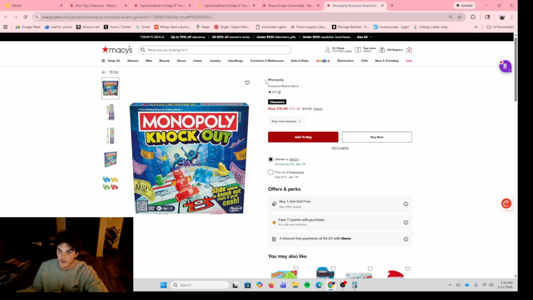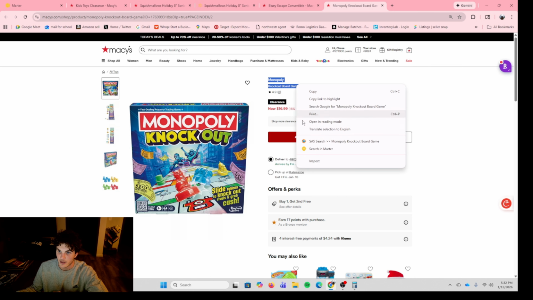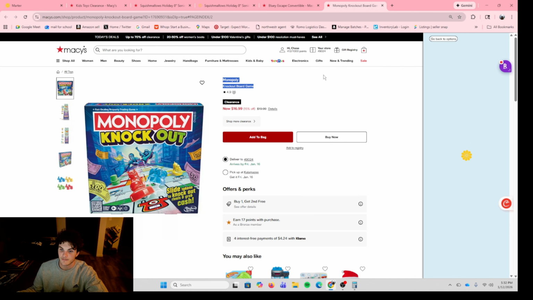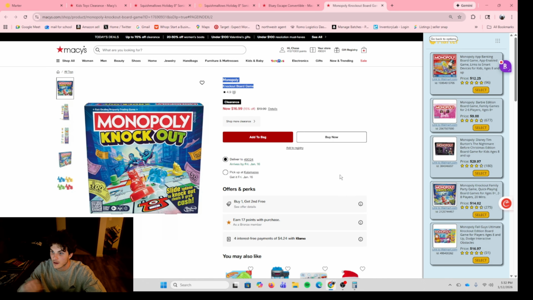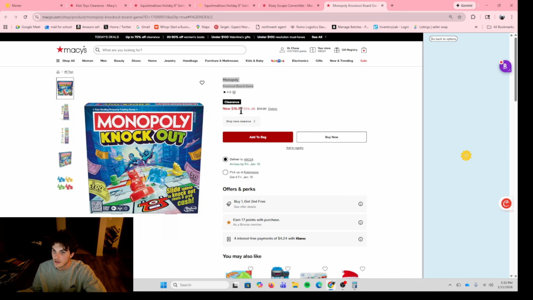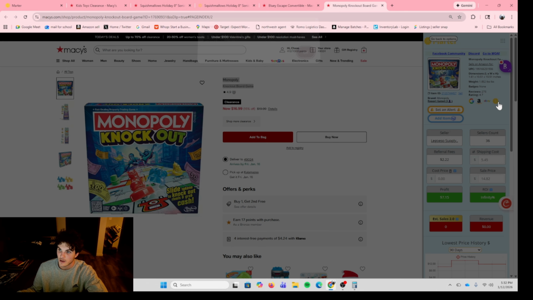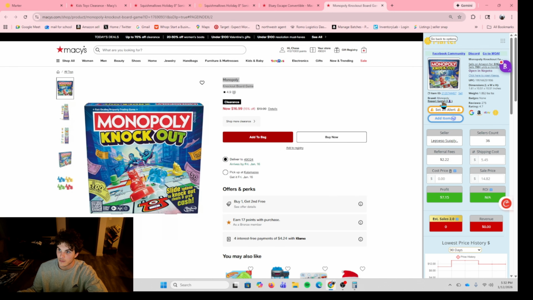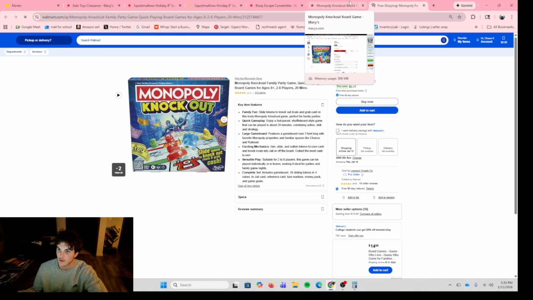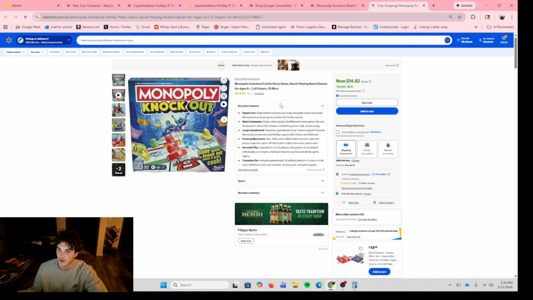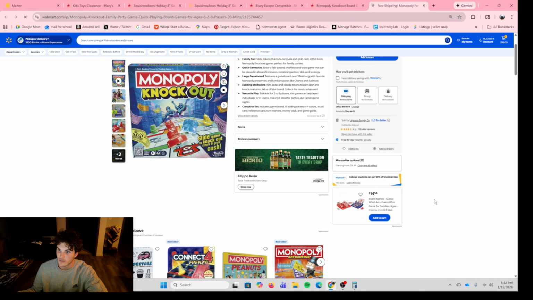Finally, let's check our third product, the Monopoly Knockout board game. Under Marter, buy one, get the second free, meaning it's going to be that $8.50 price. Let it load. Okay, this looks to be it right here. It doesn't look like this is going to be profitable, but we can look at the historical price. It might not be profitable now, but it might be profitable in a month. It might be profitable in 2 months. And with 275 ratings, you can imagine that this sells pretty fast.